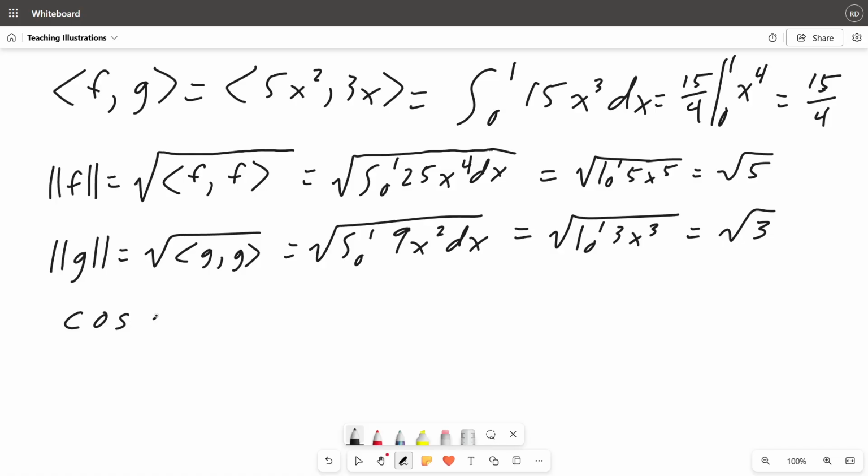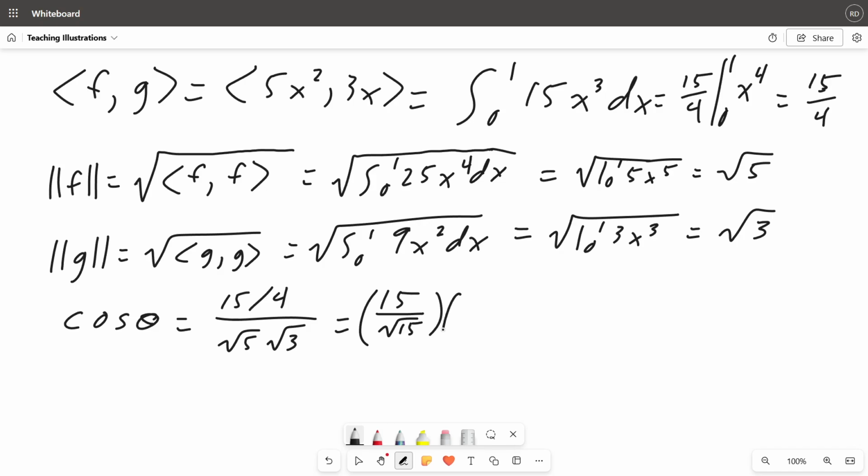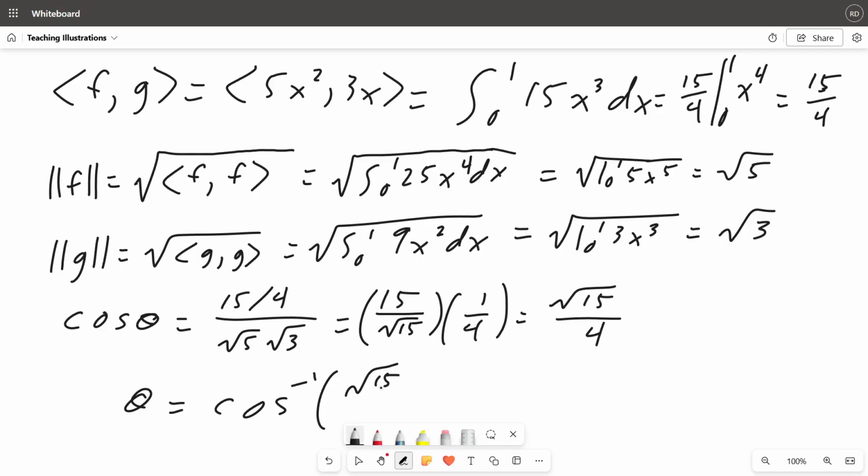So cosine of theta would equal the inner product of f and g, that's 15 over 4, divided by the norm of f times the norm of g. We can rewrite this as 15 over root 15 times 1 over 4, which is root 15 over 4. And then to get the angle, theta is cosine inverse of root 15 over 4, which is right about 14.48 degrees.